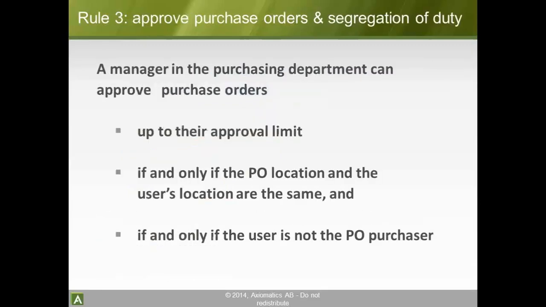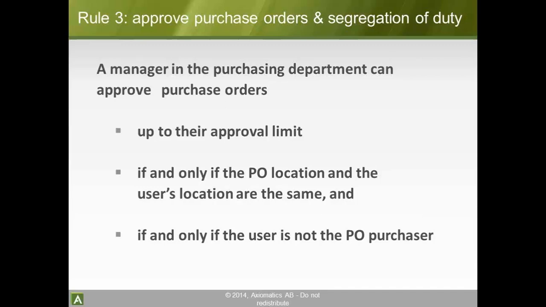The third rule that will come into play in this demonstration is the following. This third rule illustrates the fact that you can add additional constraints to a basic rule. Basic rule: a manager in the purchasing department can approve purchase orders. Constraint number 1, up to their approval limit. Number 2, if and only if the PO location and the user's location are the same. And number 3, if and only if the user is not the PO purchaser.